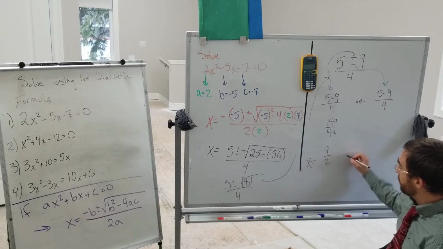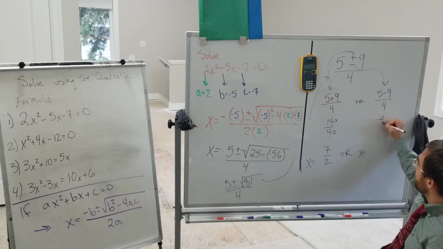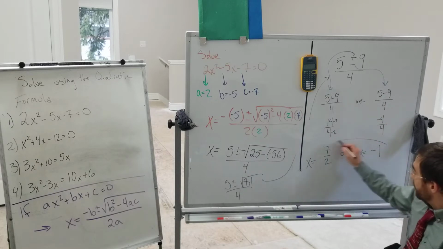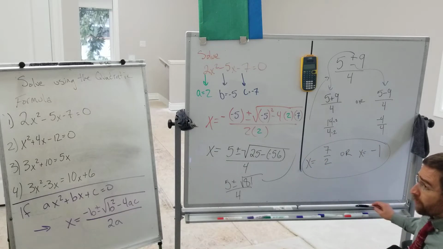So x equals 7 over 2, or x equals 5 minus 9 is negative 4. Negative 4 divided by negative 4 is just negative 1. And those are our 2 answers. Cool, so that's the first problem.